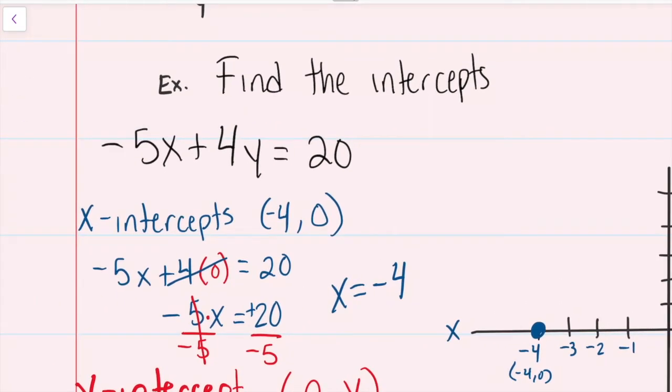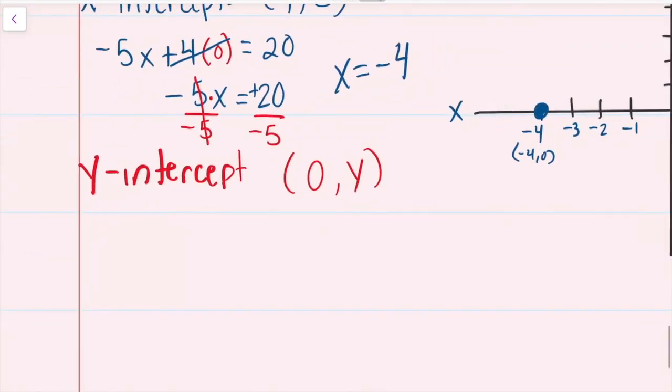Now, let's do the same thing, but for the y. So we have negative 5x plus 4y equals 20. But what are we going to put on the x right now, guys? Exactly, a 0. So we put a parenthesis here. Guys, what's negative 5 times 0? You know it. Canceled. It's a 0.